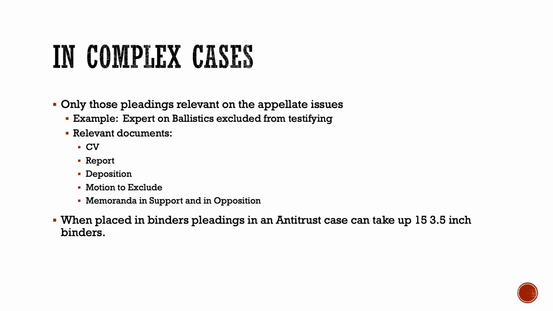support and in opposition. And in complex cases, the reason you want to look very closely at just putting in the relevant information and the relevant pleadings is because a lot of times in those cases, the record and the number of pleadings can fill up 15 3.5-inch binders. There are usually a ton of issues that come up in those cases.